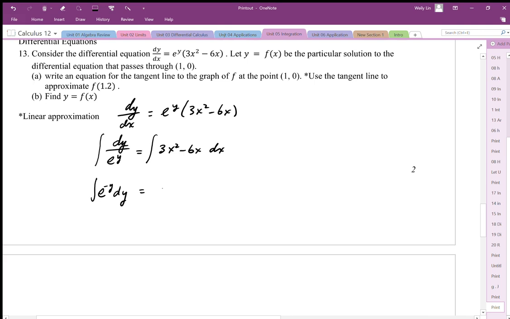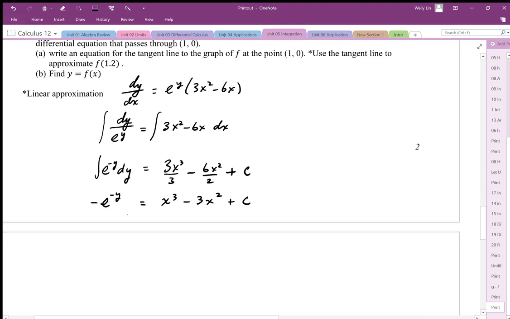This is going to be 3x cubed over 3 minus 6x squared over 2 plus c here. And when I integrate this side, I get e to the negative y, and I have to make sure I apply that negative. So this simplifies to just x cubed minus 3x squared plus c.